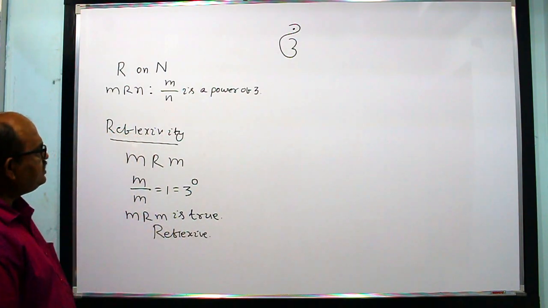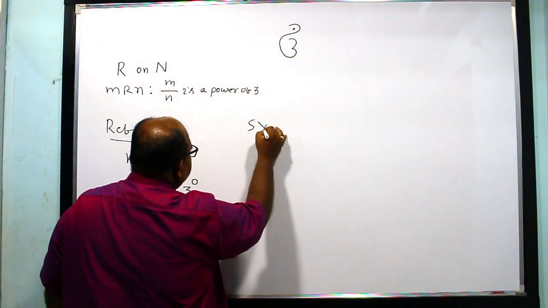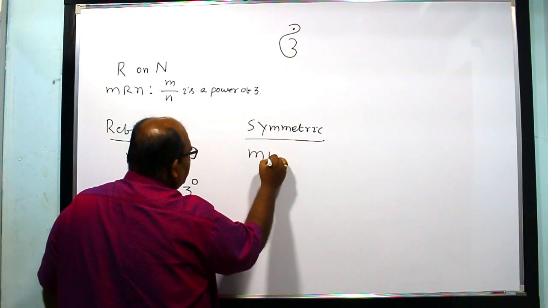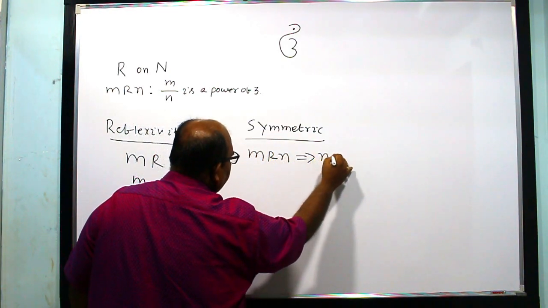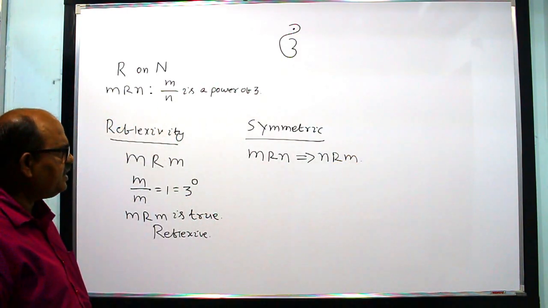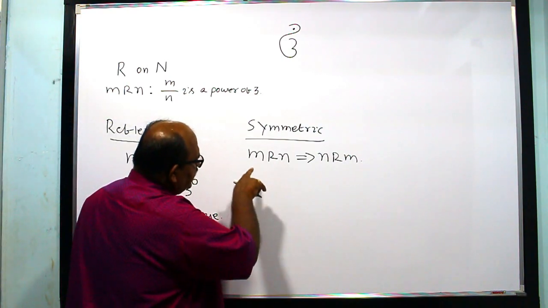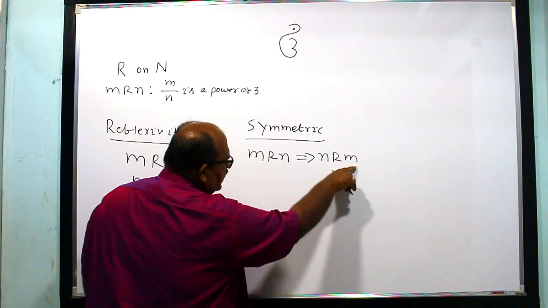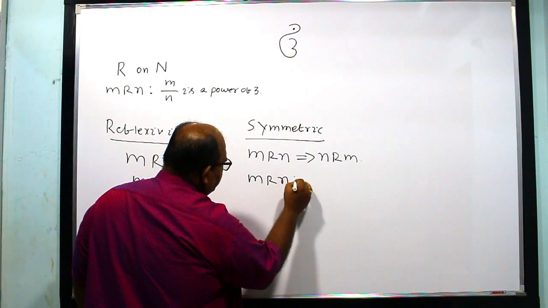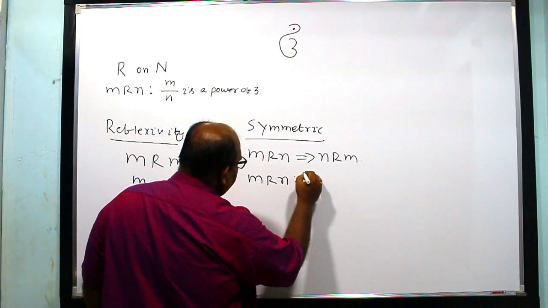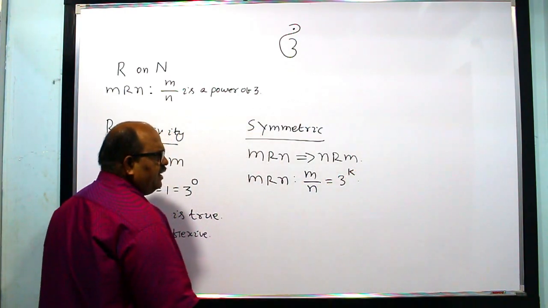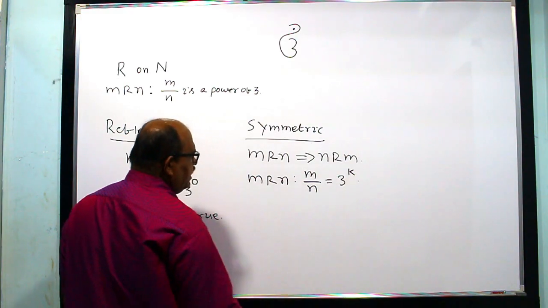Okay. Now test the relation for symmetric. Symmetric means m related to n implies n related to m. If this is true, then I will say that the relation is symmetric, otherwise not. So given m related to n, we have to verify whether n related to m is true or not. M related to n means m by n is a power of 3, that is equal to 3 to the power k, where k is an integer.